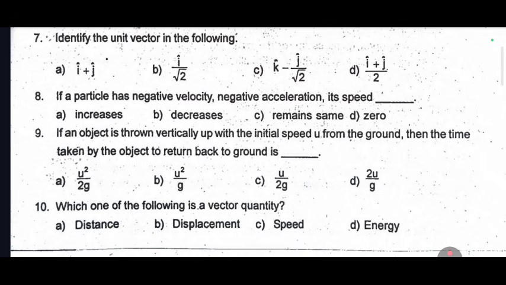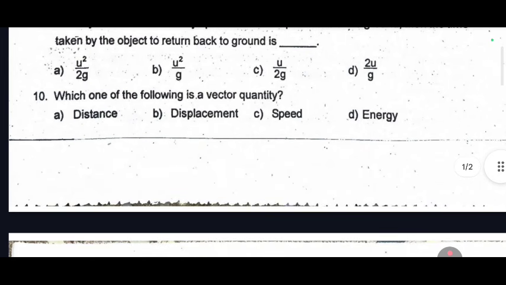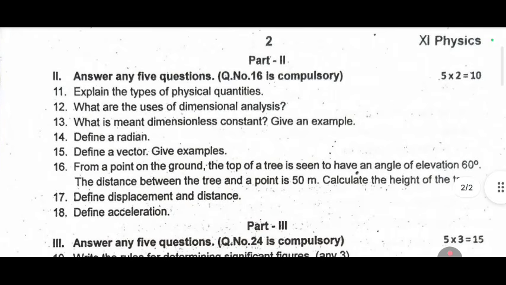Ninth one, if an object is thrown vertically up with the initial speed u from the ground, then the time taken by the object to return back to the ground is dash. Tenth one, which one of the following is a vector quantity? Next, part 2, answer any 5 questions. Question number 16 is compulsory. 11th one, explain the types of physical quantities.